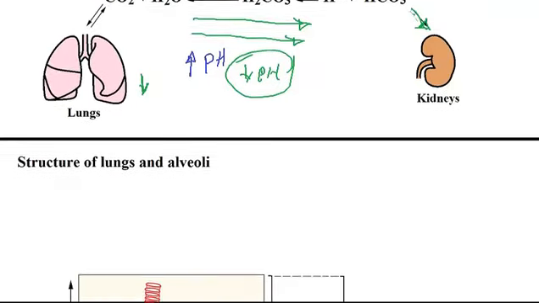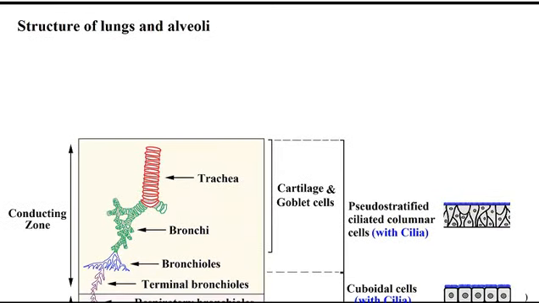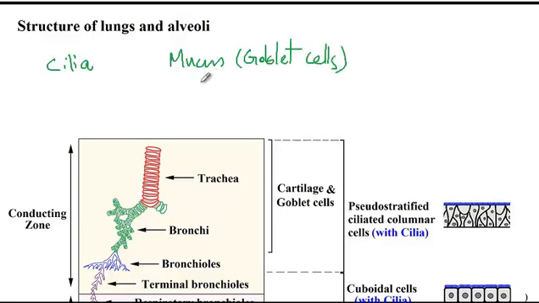The next topic is structure of the lungs and alveoli. So basically the epithelium lining of the respiratory tree is covered by two main structures. One is cilia and the other is a mucus that is secreted by goblet cells. So we have mucus that is being secreted by goblet cells. And the function of this mucus is to trap any dust, pollen, or other contaminants. So it will trap particles and prevent them from reaching the alveoli.